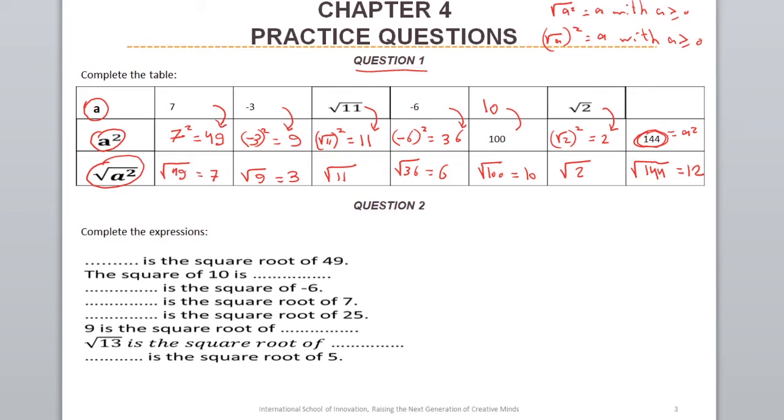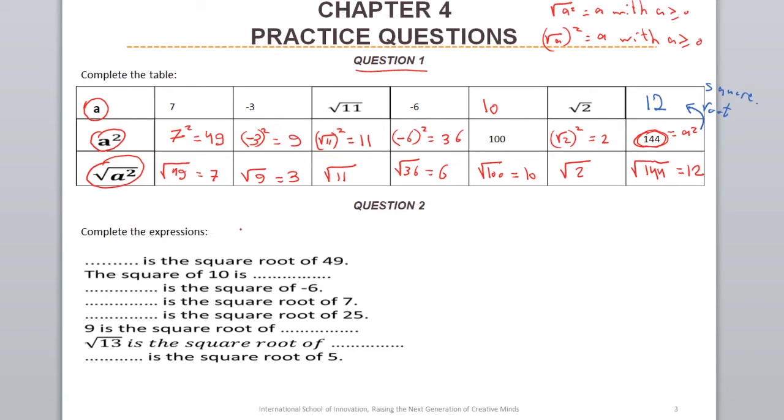But when you want to find the opposite, you must do the square root. So when you do the square root of 144, it is 12. Okay, so let me write here square root. I think it's clear now, so let me erase these arrows here and let's continue with exercise number 2. I hope the ideas are very clear.